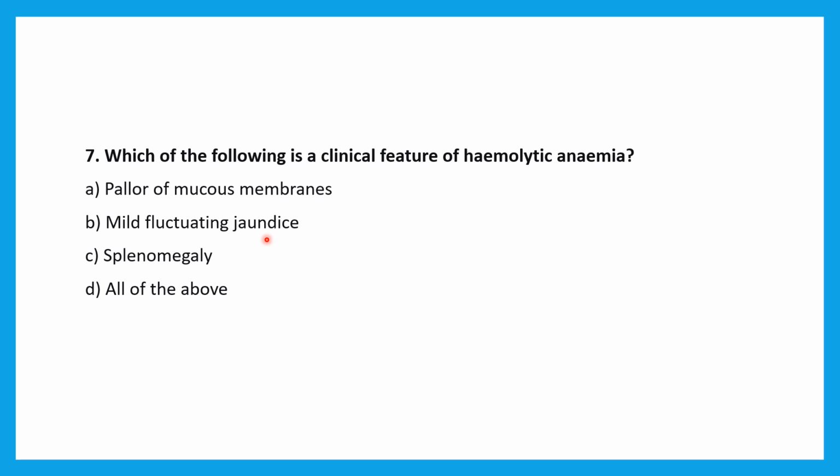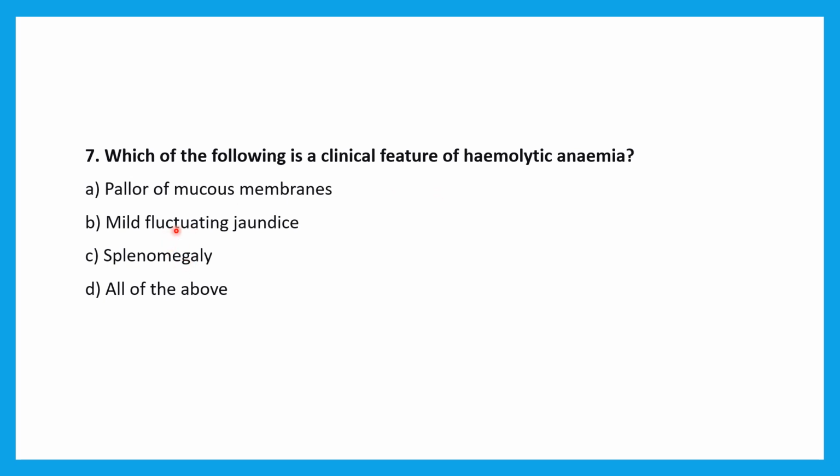Which of the following is a clinical feature of hemolytic anemia? So you need to understand the question. It's not saying which one of the following. When you meet a question like that, which one of the following, it means that D is automatically wrong because it says all of the above, right? But there are instances where they can actually refer to D as which one of the following. Now, which of the following is a clinical feature of hemolytic anemia?